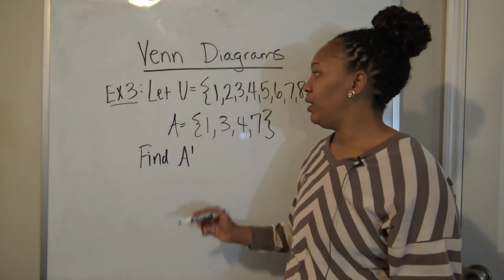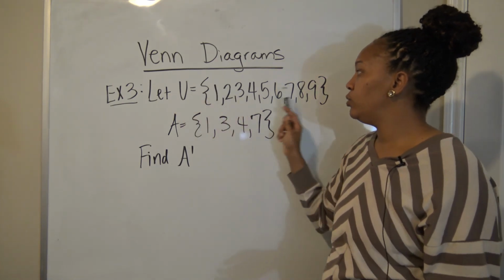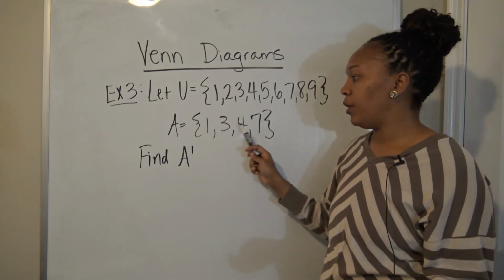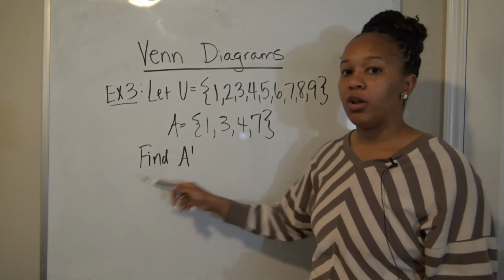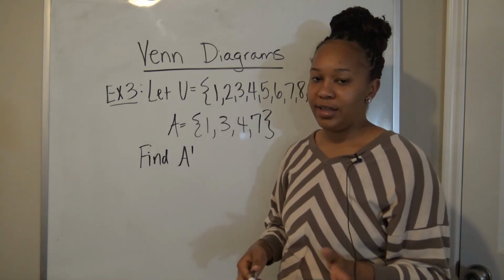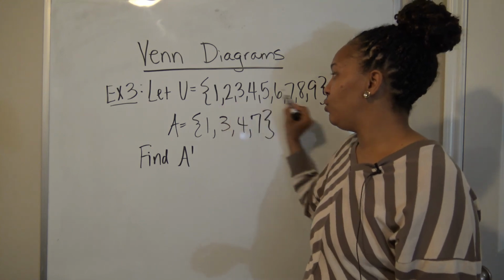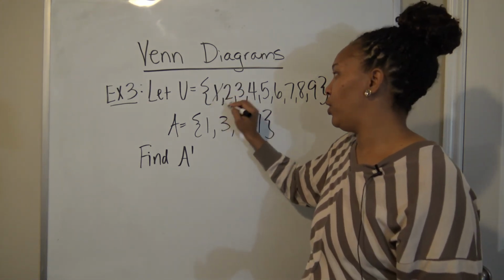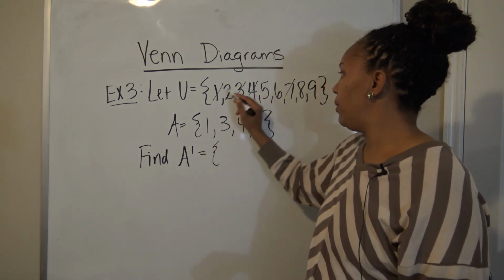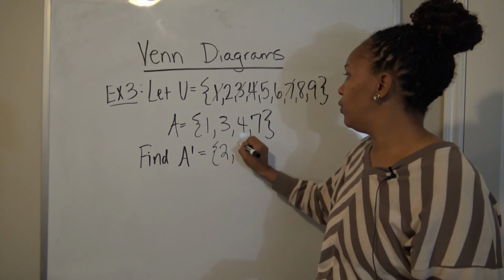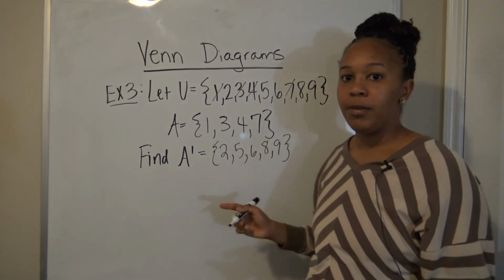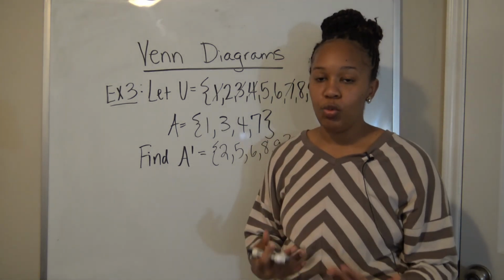Okay, so let's look at an example of how to use the complement. For example 3, we have this set U that has 1, 2, 3, 4, 5, 6, 7, 8, and 9 in it. And we have this set A, which has 1, 3, 4, and 7 in it. And we want to find the complement. That means the set of things that are in U that are not in A. So one way you could do is you could just go through U and mark out all the things that are in A. So A has 1, A has 3, A has 4, and A has 7. So that means A complement would be all the things that are left: 2, 5, 6, 8, and 9. So that's the complement of A. That's all the things that are in U but not in A.